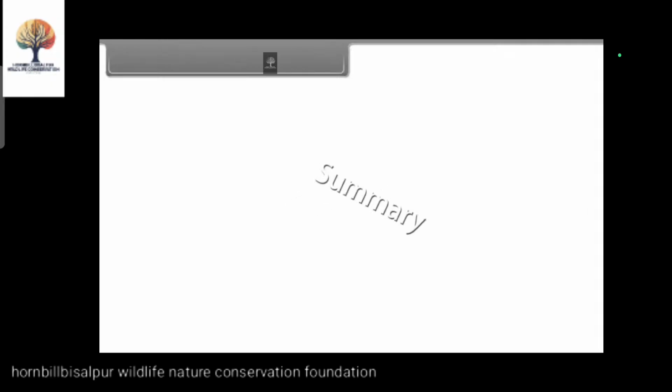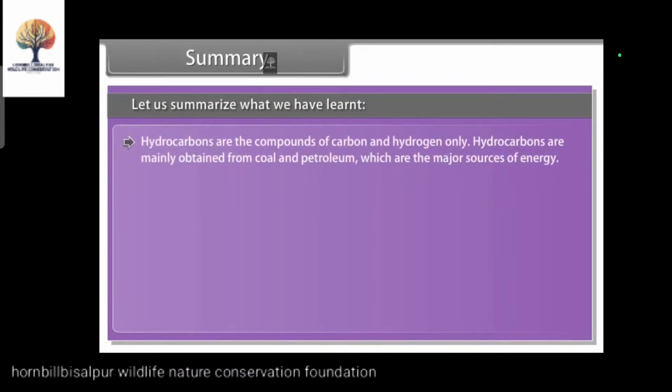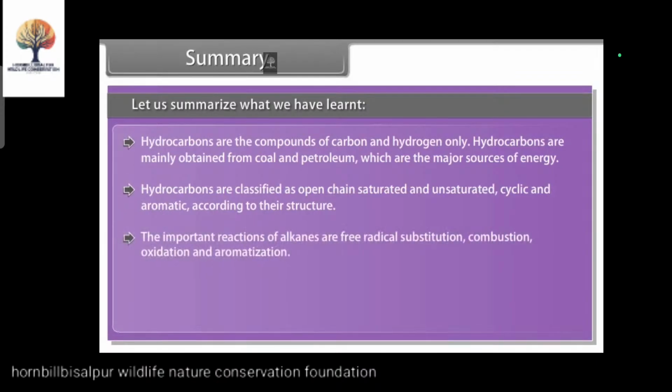Summary. Let us summarize what we have learned. Hydrocarbons are compounds of carbon and hydrogen only. Hydrocarbons are mainly obtained from coal and petroleum, which are the major sources of energy. Hydrocarbons are classified as open-chain saturated and unsaturated, cyclic and aromatic according to their structure. The important reactions of alkanes are free radical substitution, combustion, oxidation, and aromatization.